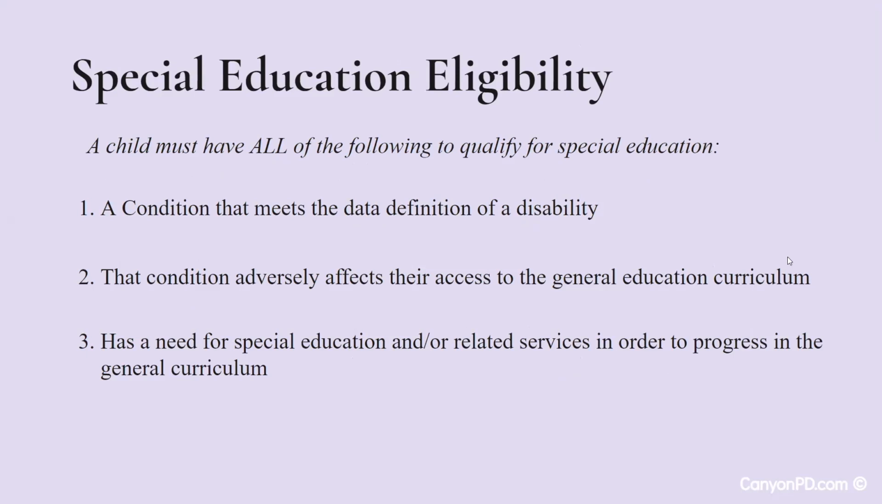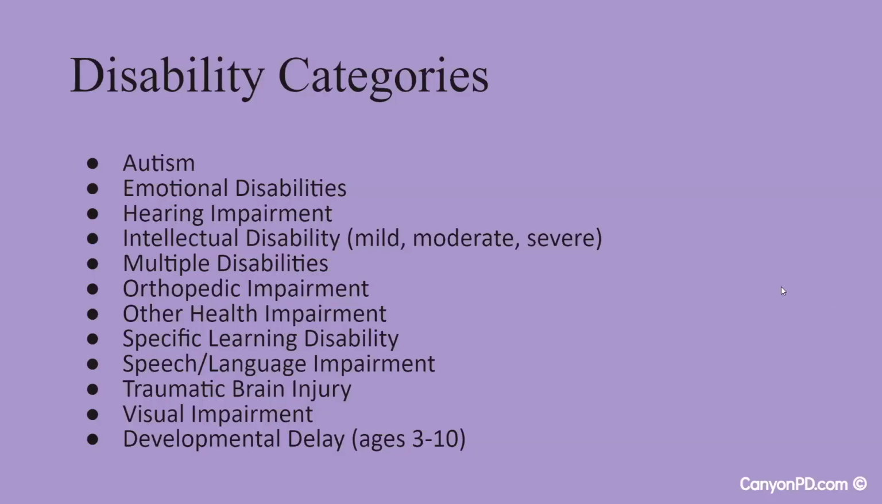So a child must have all of the following to qualify for special education: Number one, a condition that meets the definition of a disability, and these are mandated by IDEA. Number two, the condition must adversely affect their access to the general education curriculum. And number three, they must have a need for special education and/or related services in order to progress in the general curriculum. IDEA has outlined specific disability categories that we must consider when we're determining eligibility, and there's a specific criteria outlined for each one.